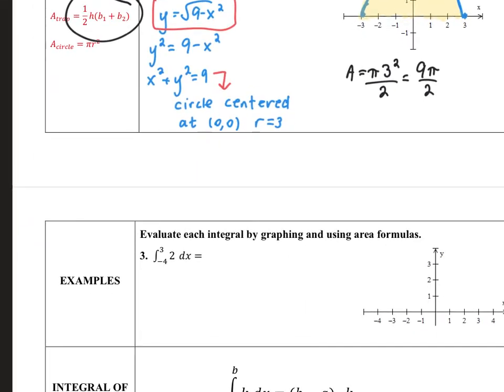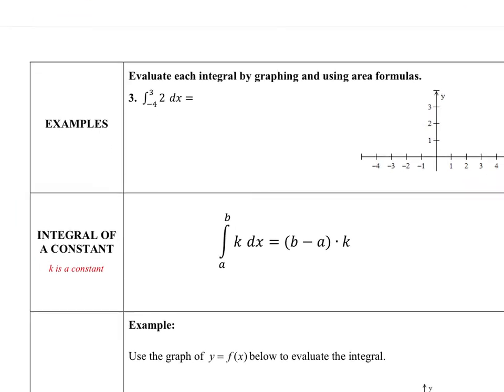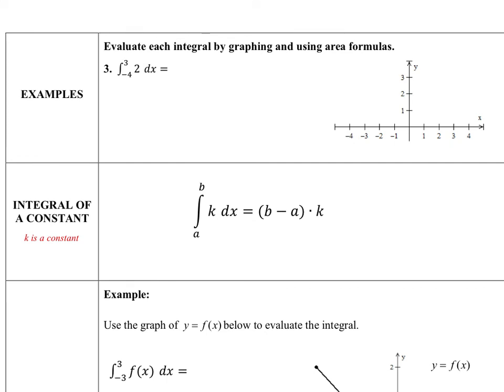Let's go ahead and take a look at another one. On the back side, we're evaluating the integral from -3 to 4 of 2 dx. What's important about this is my integrand is simply a constant. So I'm simply graphing y equals 2. And then I take a look at my limits. I'm going to bound this from x equals -4 to x equals 3. So from -4 to 3.